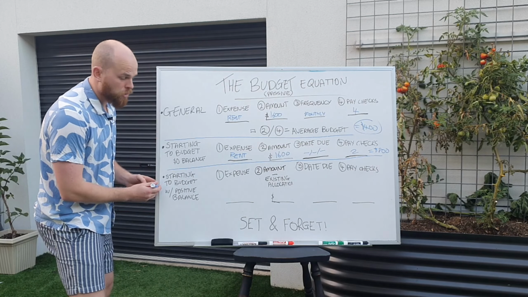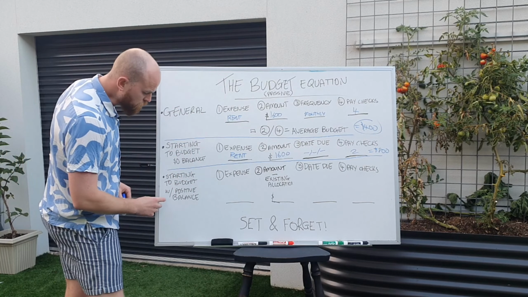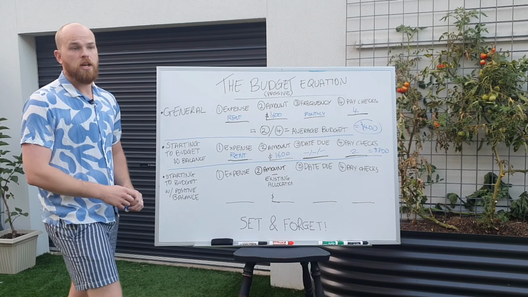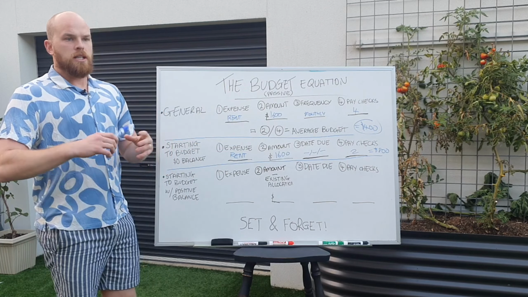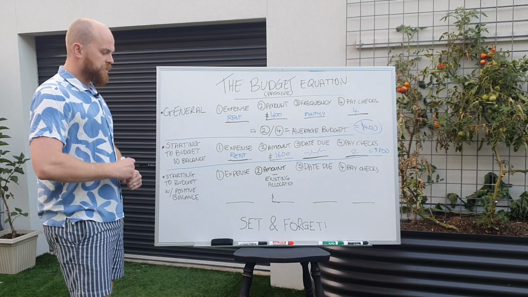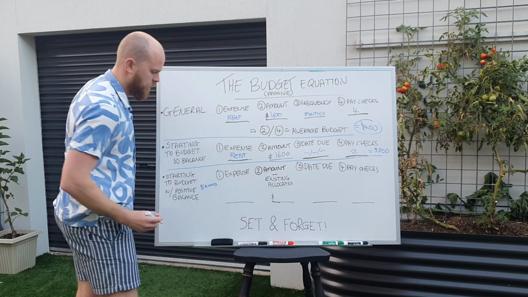The last scenario I wanted to go through is that same thing. You're starting the budget from scratch. You haven't done it before. But this time you have a positive bank balance. That positive bank balance could be anything from $1 to $10,000, right? Let's just say hypothetically that you have an existing bank balance of $2,000. I don't know if you can see that.